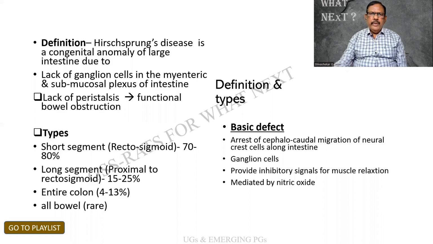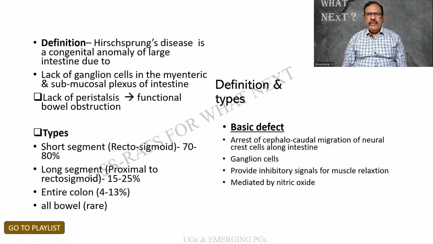And depending upon the degree of the intestine that is involved, it has been divided into various types. One is called a short segment, which is very common, 70 to 80%, involving the rectosigmoid region. Another is a long segment, proximal to the rectosigmoid, 15 to 25% of the cases. Entire colon can be involved in about 4 to 13%. And the whole bowel, which is extremely rare. These are the different types. So which type is most common, you people should be knowing.